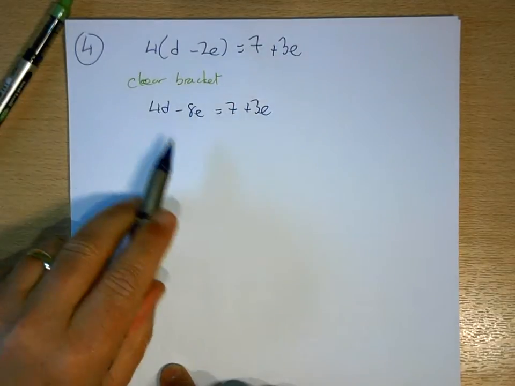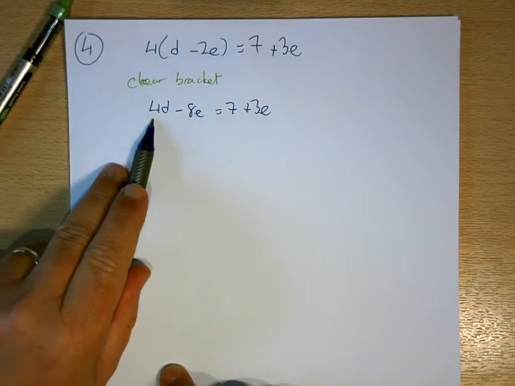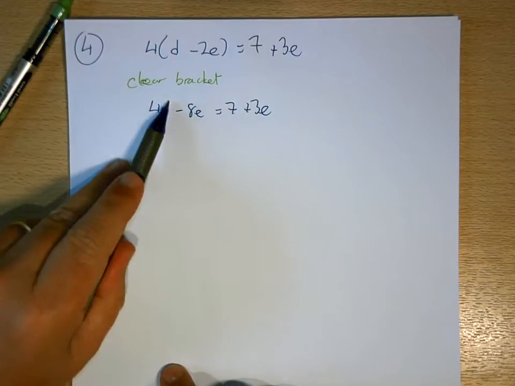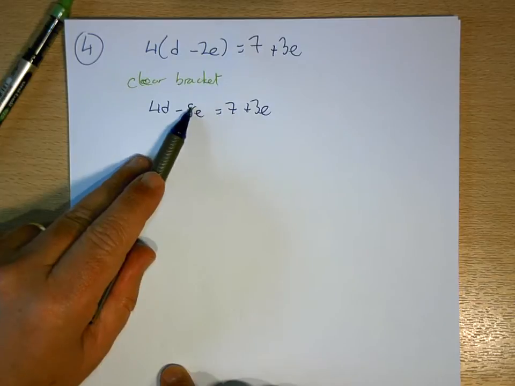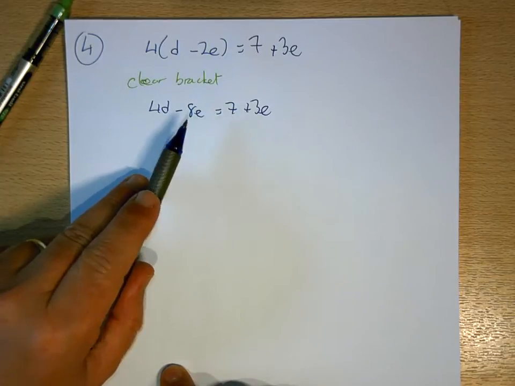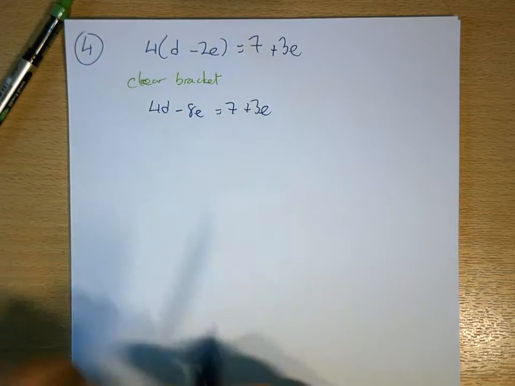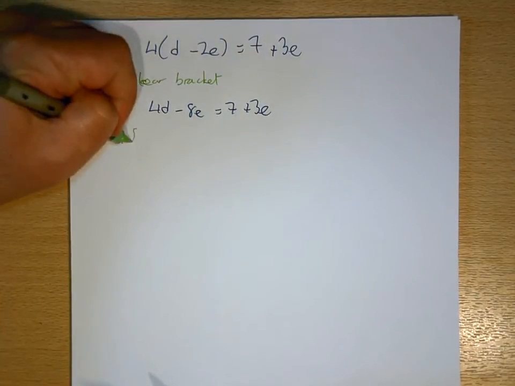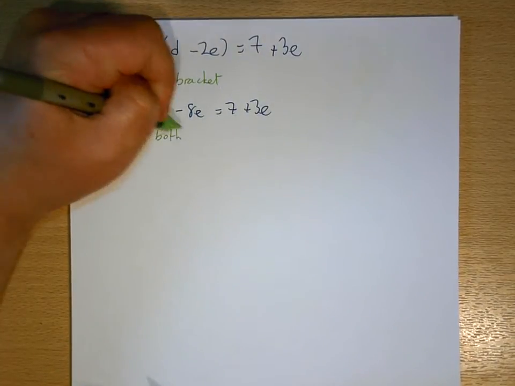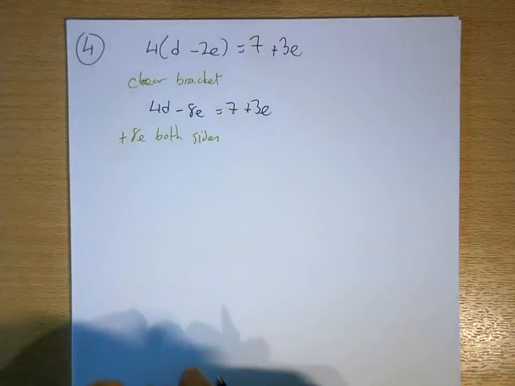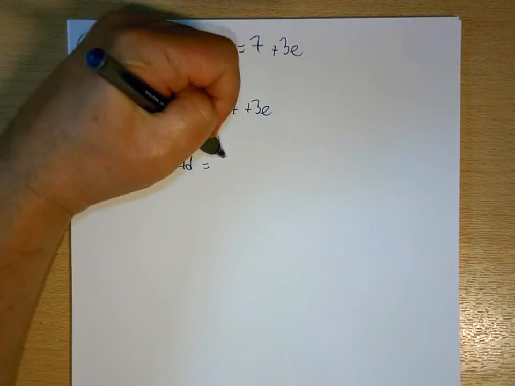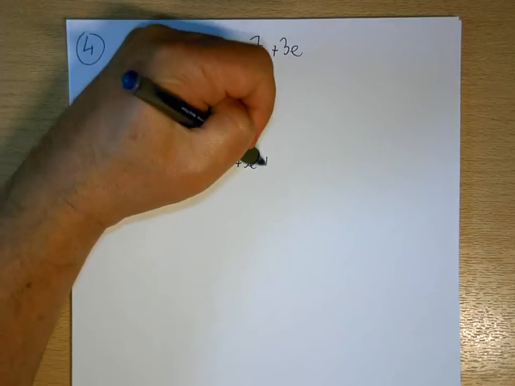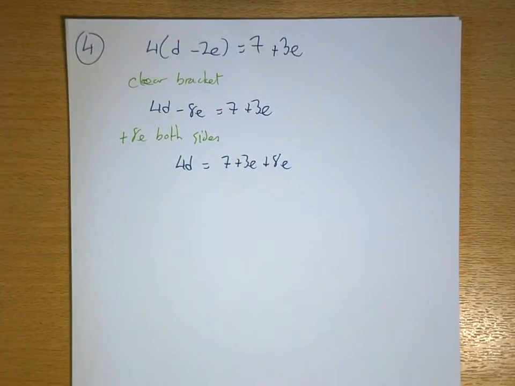Now I'm trying to get d on its own. It's on the right side because it's positive. So now I'm going to deal with that minus 8e. To make that go to 0, I've got to add 8e. If I add 8e to that side, I've got to add 8e to that side as well. So plus 8e both sides means I'm left with 4d on the left hand side and 7 plus 3e plus 8e on the right hand side.